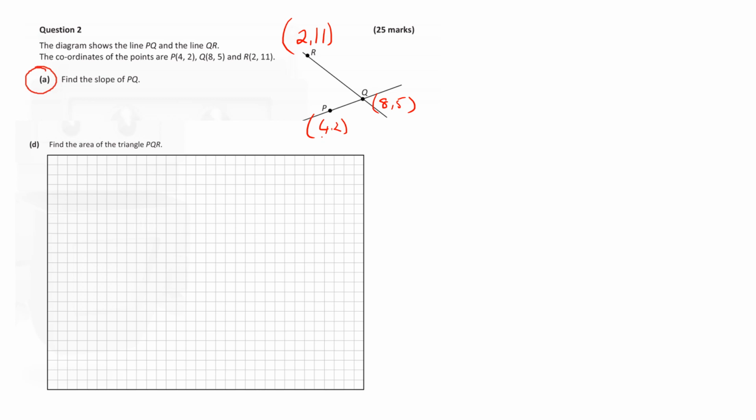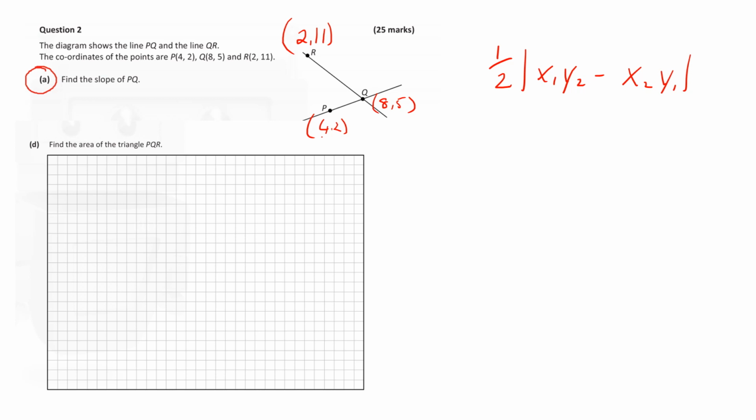So earlier on you're asked to find the slope, that was fine, but this is the one we want to look at here. This is how to find the area of the triangle. So the formula is given as a half of x1, y2 minus x2, y1. And this has to be when one of the coordinates is at 0, 0.